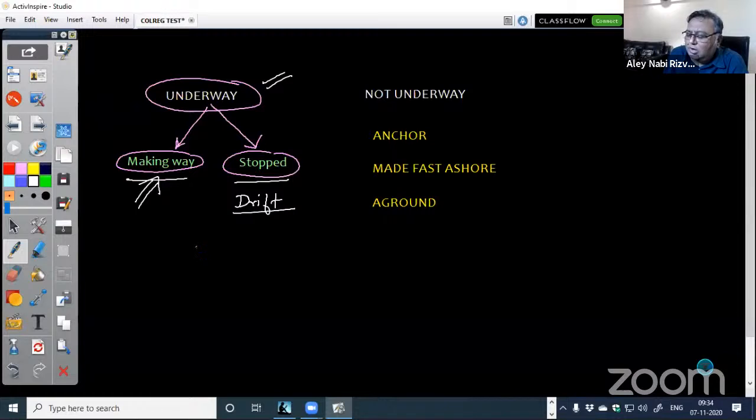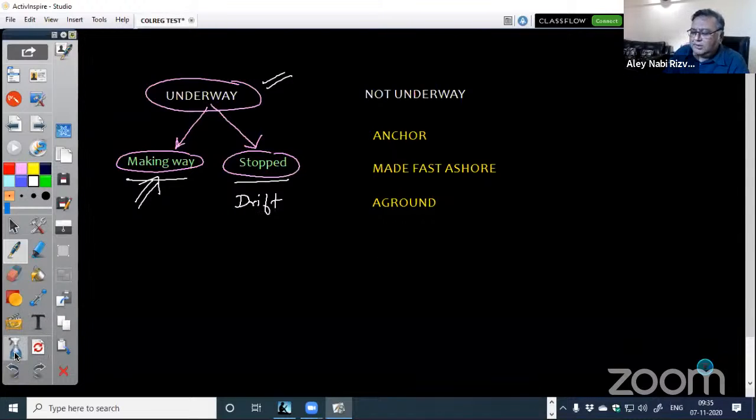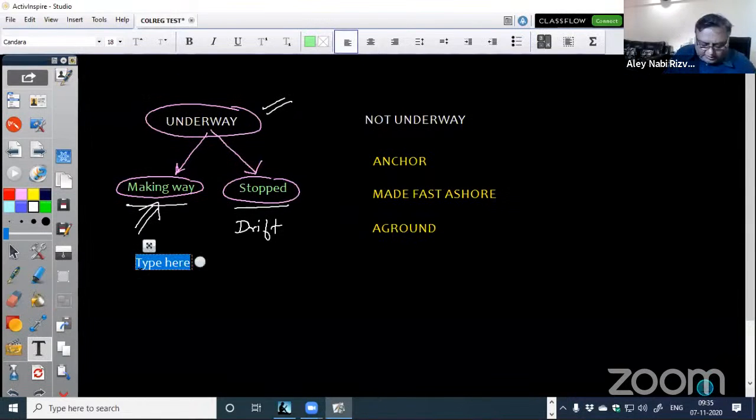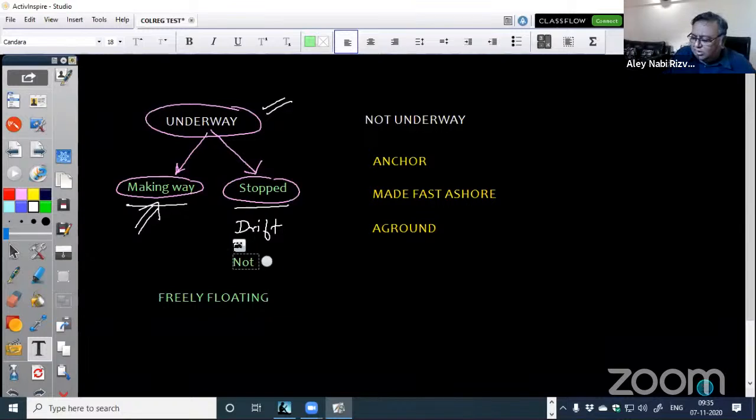See, in underway, there should not be anything attached to the ship. This is your ship, and if something is attached, say a rope, mooring, etc., tied with the seabed or jetty. As long as the vessel is freely floating, that means the vessel is underway. So in the freely floating category, the vessel is either making way or not making way. I think the correct statement should have been not making way. The vessel is making way or not making way. Okay. I'm having some sluggishness with this software, but never mind.